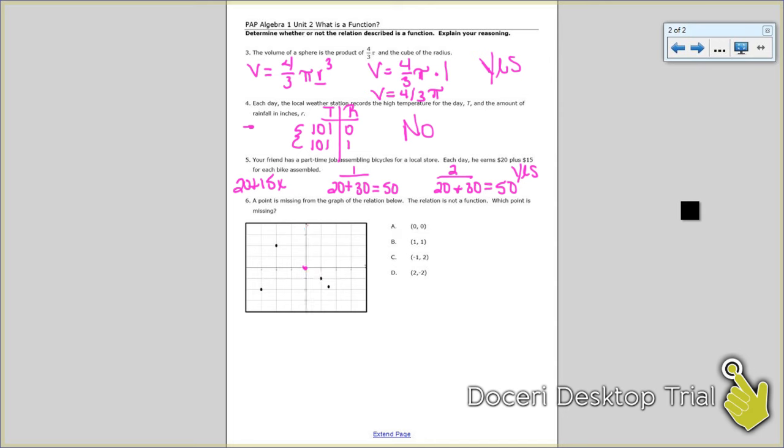Because of right here, when I put this point on here and I drew my vertical line, it passed through 2 different points. That's why this one makes it not a function and the rest are.